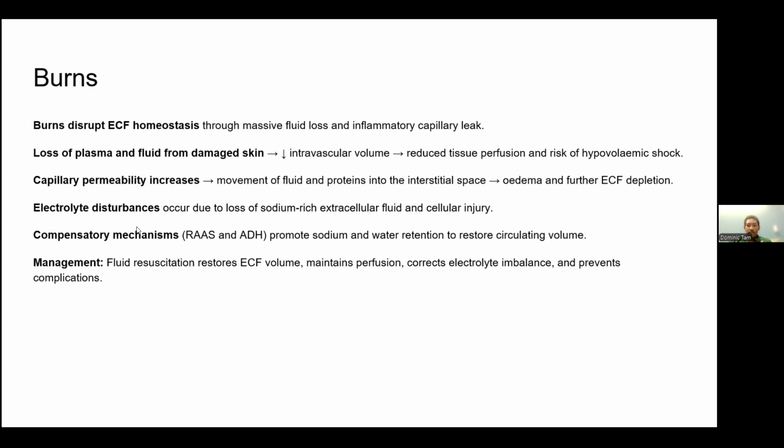Loss of fluid from the extracellular fluid compartment can cause electrolyte abnormalities, can cause sodium and potassium imbalances, right? And again, in the burns patient, we're going to have activation of the sympathetic nervous system, activation of our renin and aldosterone, activation of the ADH to try to promote some degree of vasoconstriction and restore fluid volume.